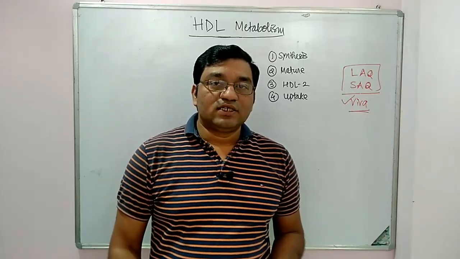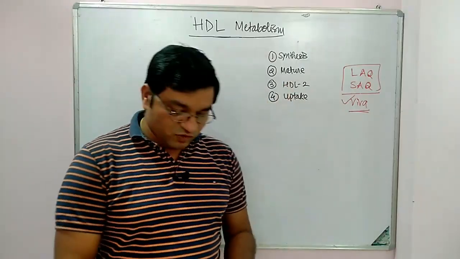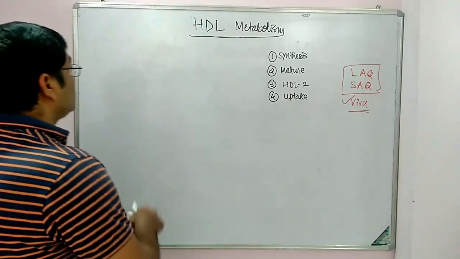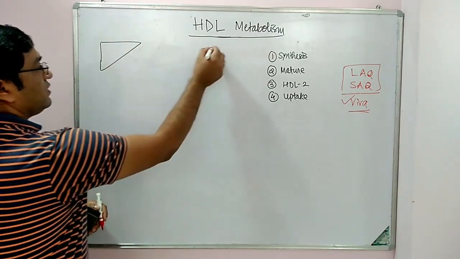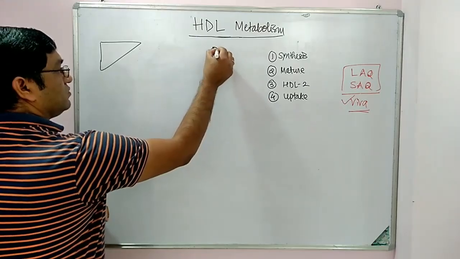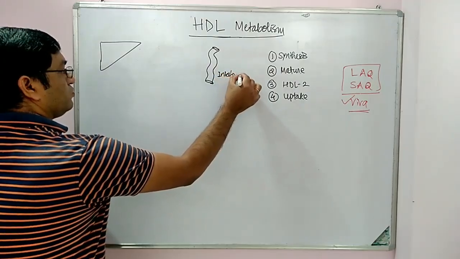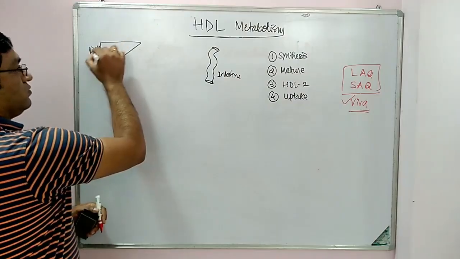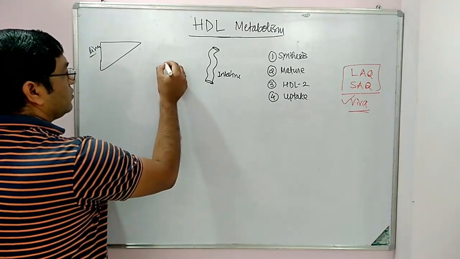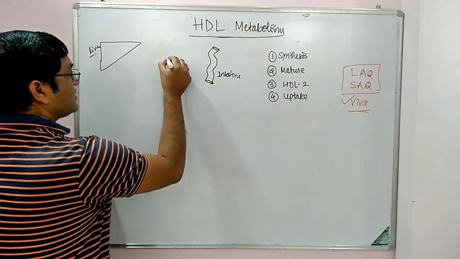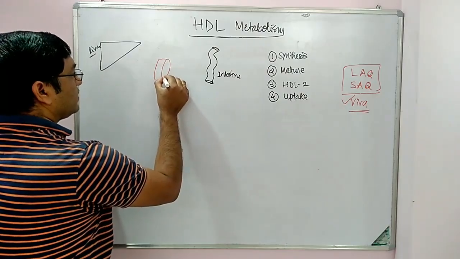Where is it synthesized? It is synthesized in the liver and intestine. What do you mean by nascent HDL? We will see that. So synthesis of the HDL particle occurs in the liver and intestine. It is synthesized as a discoidal particle.